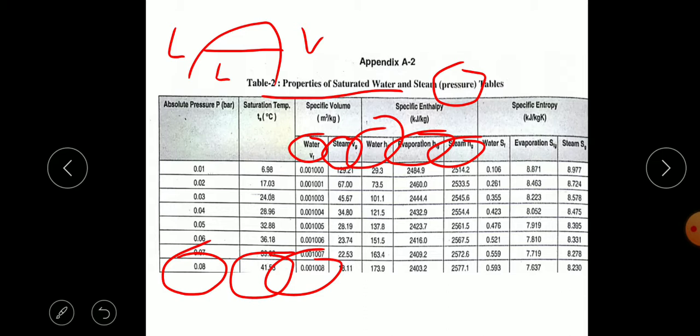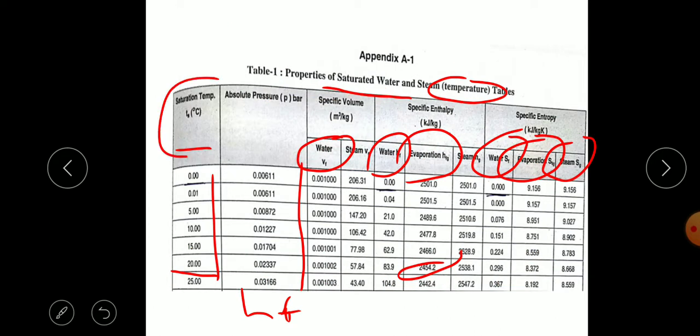As all the values are given, if the pressure is 0.8 bar, corresponding to point A, HFG will be 2403. If you have to find the entropy, we can find SFG as 7.637. So we can find SF, SFG and SG from the given pressure, and in the first table we considered that according to temperature we can find properties.